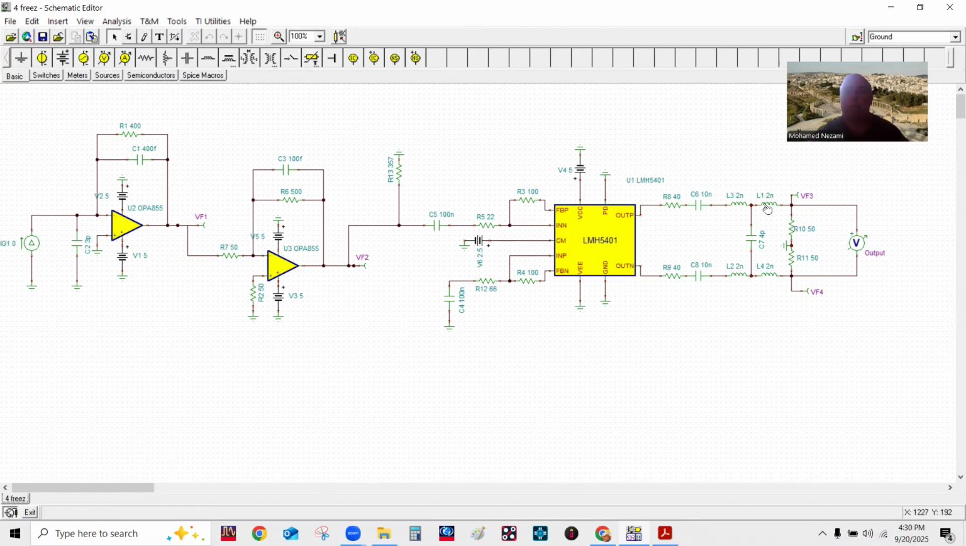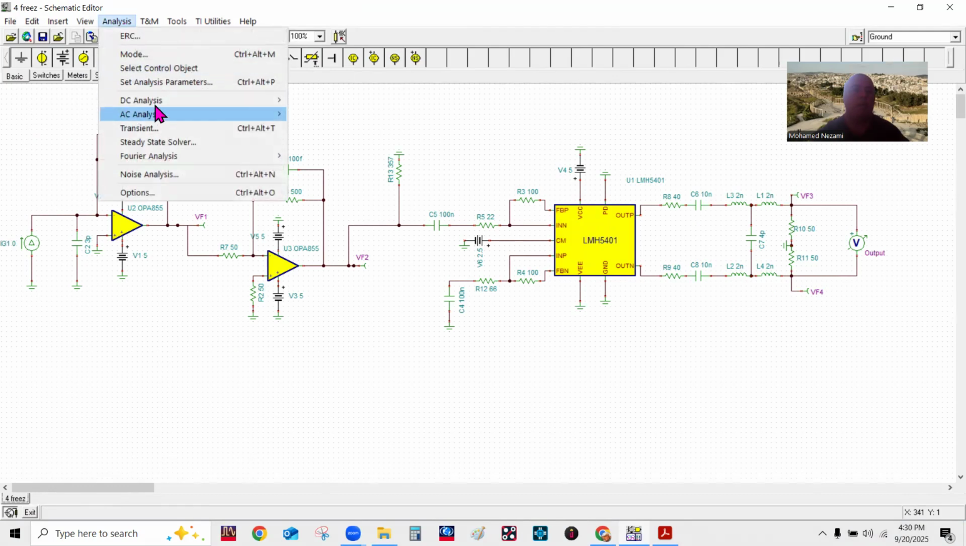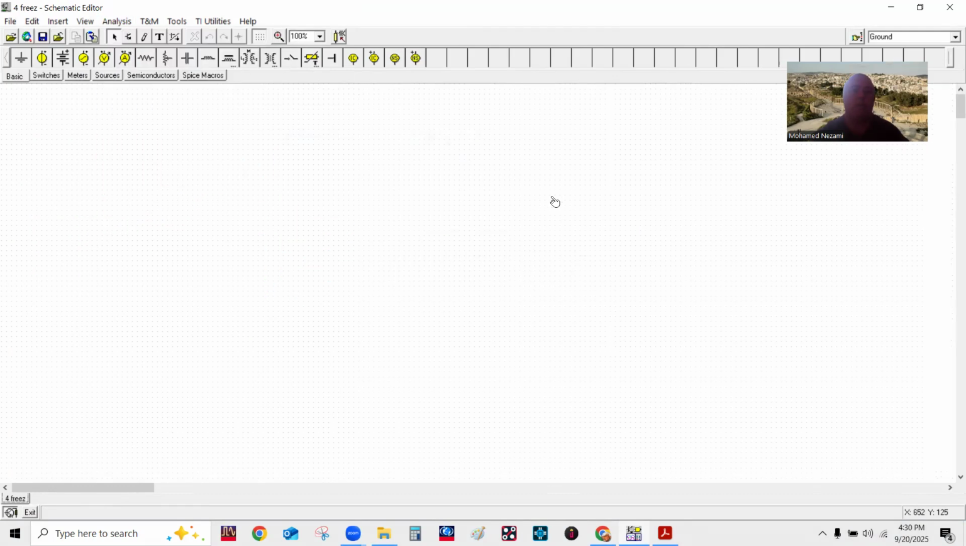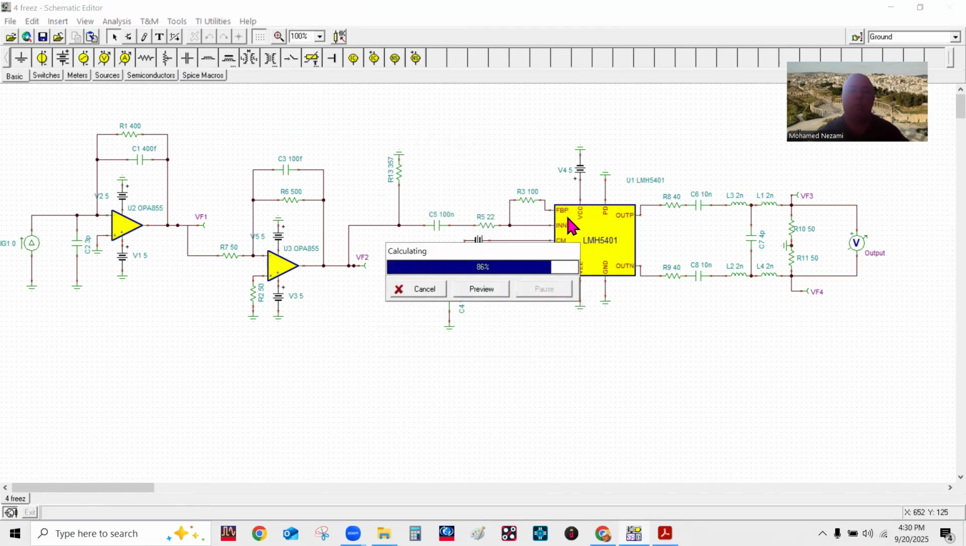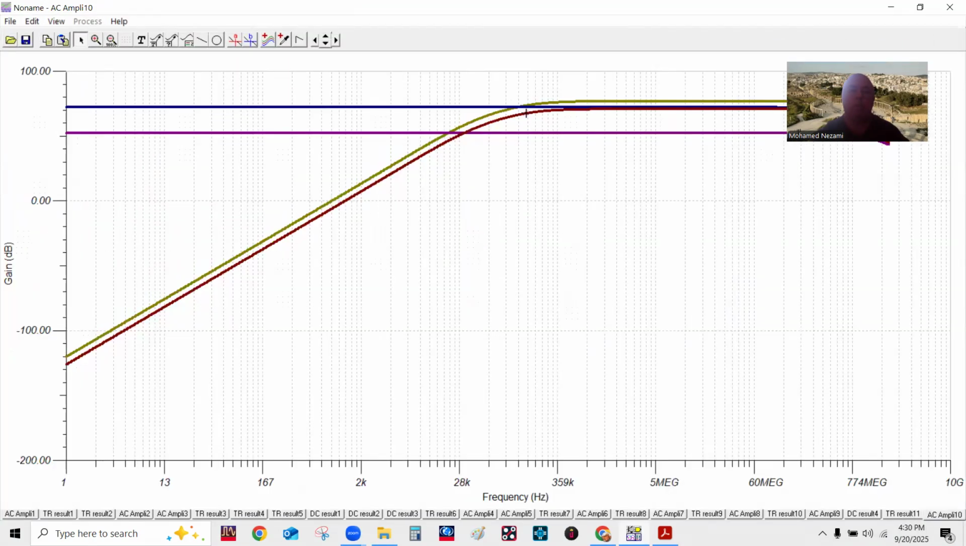Okay, so basically I added this LC section in here that shapes the frequency response so that it's more like a bandpass filter to the A to D. All right, so here we go.